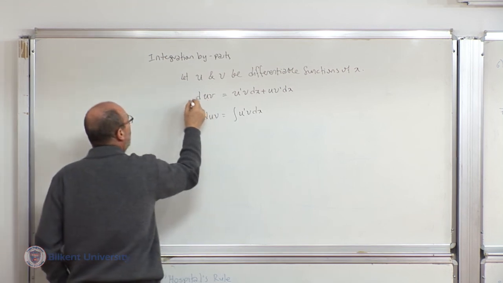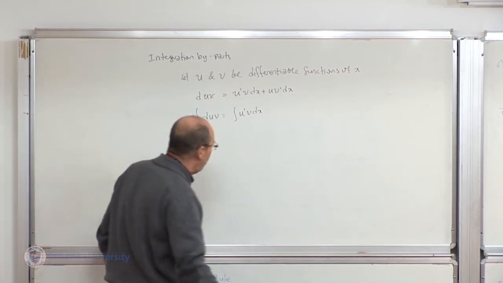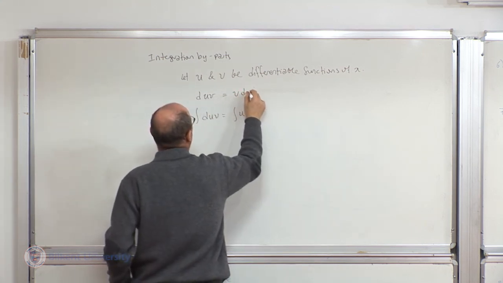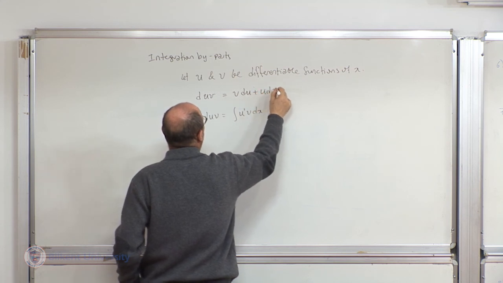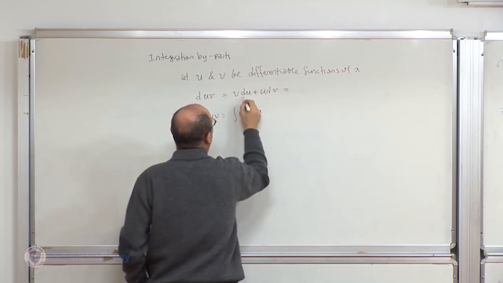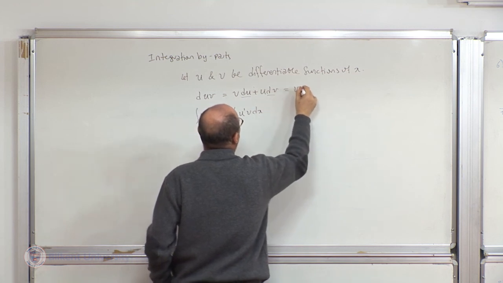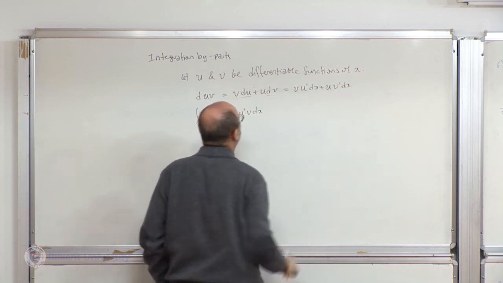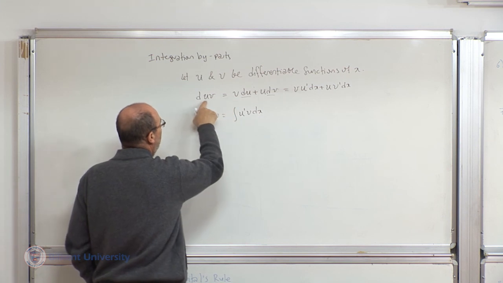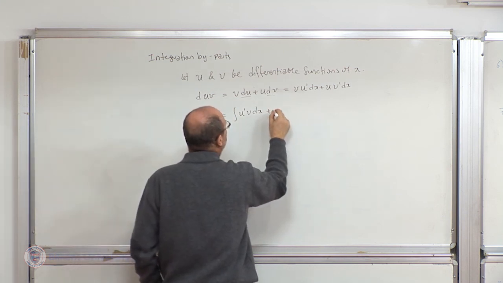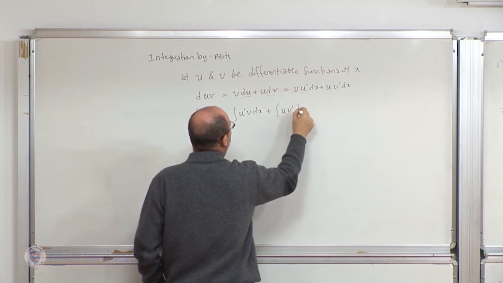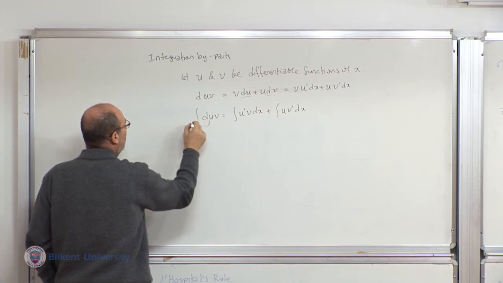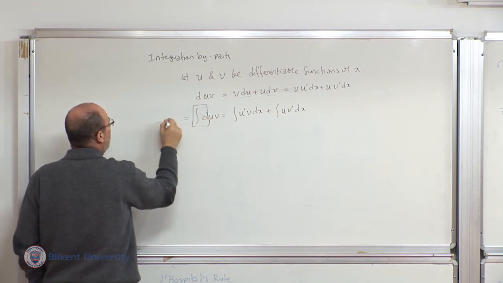So actually, when you do this, maybe I do one more step before I write this. So you will have v du plus u dv. Okay, so that's the differentiation rule. Then you resolve these parts. So this is v u prime dx plus u v prime dx. Okay, now you integrate this and this, they are the same. So plus integral u v prime dx. This part, integral and differential, you see they are inverses to each other. So this is u v.